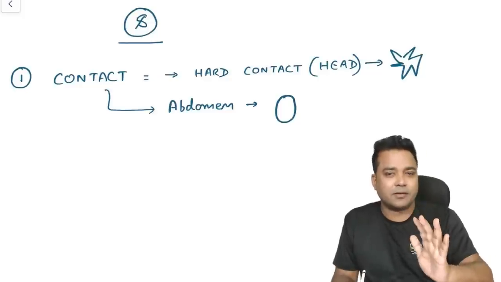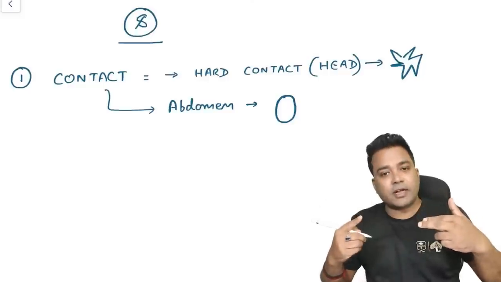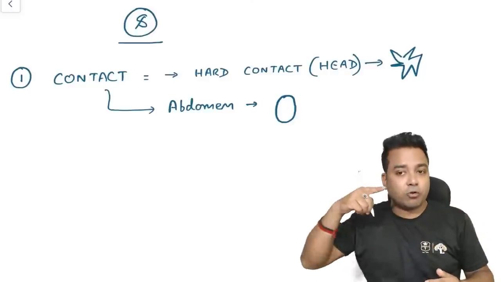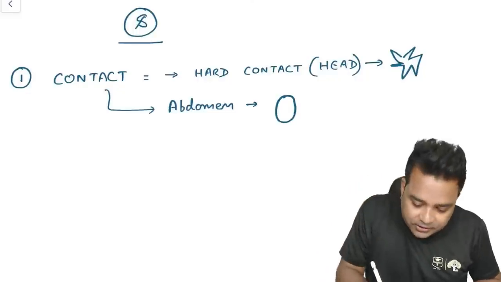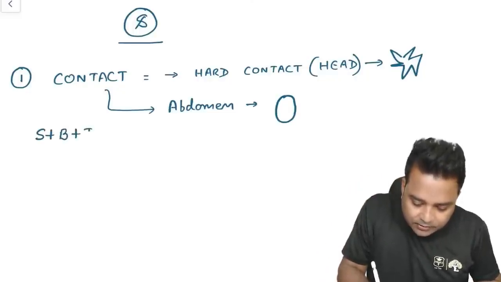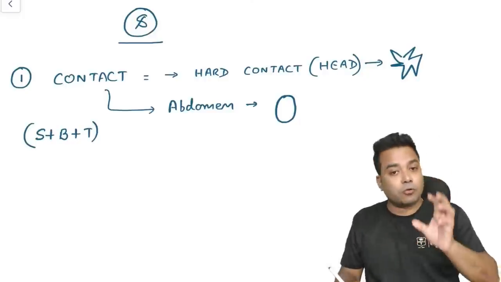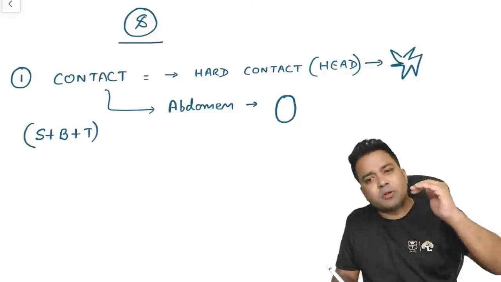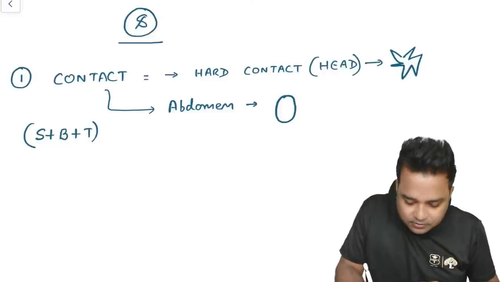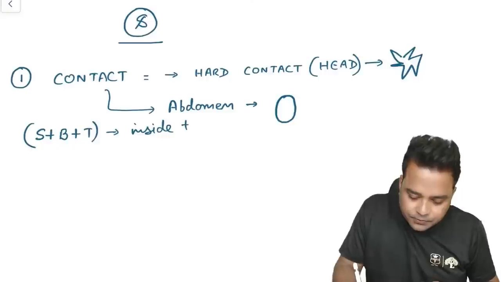This is simple. What about the effects in a contact shot? Usually the effects will go in the track of the wound. Effects in the form of singeing, blackening and tattooing. So singeing, blackening and tattooing usually travel in the track. Just remember this: inside the track of the wound.